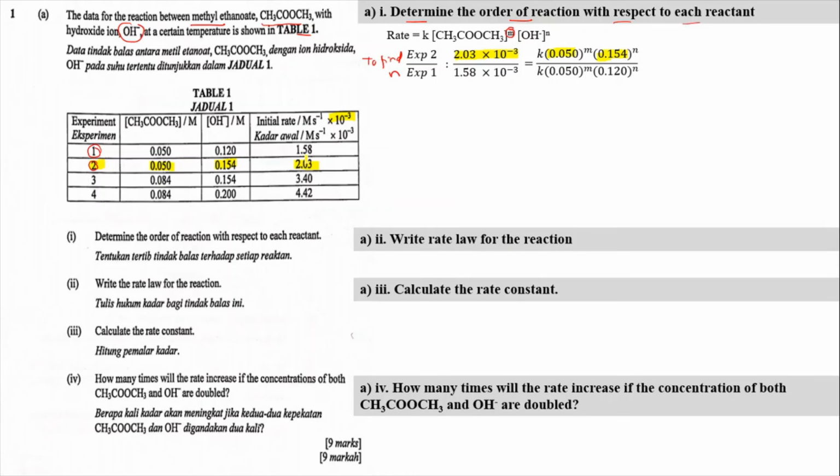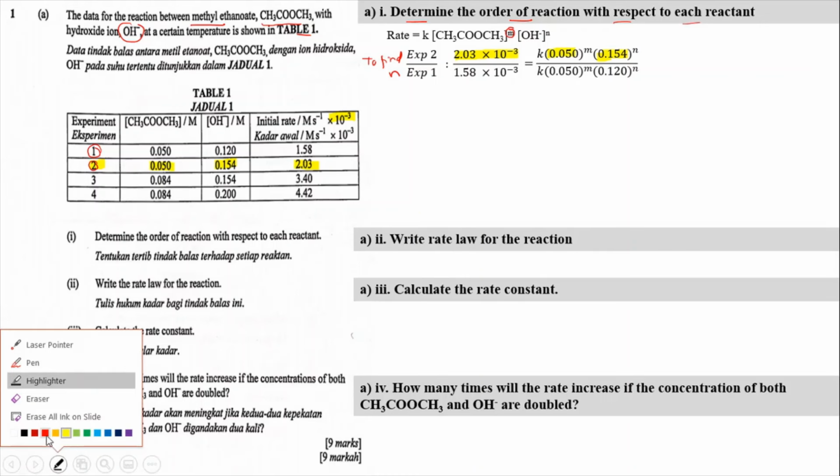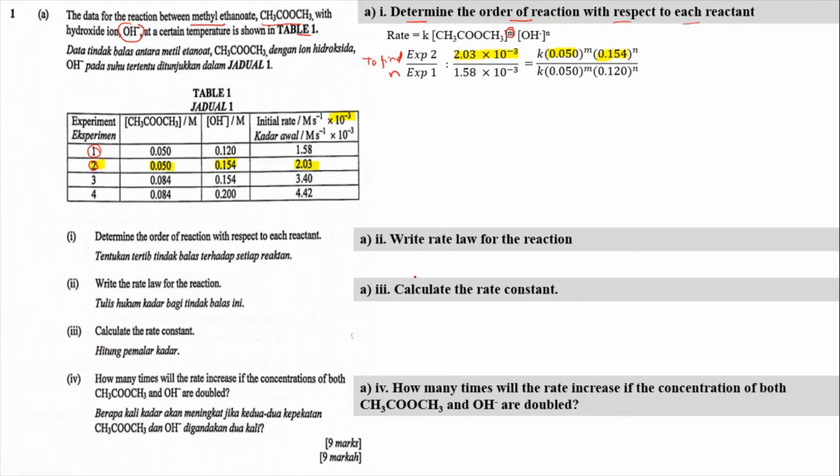For experiment 1, the rate is 1.58, methyl ethanoate is 0.050, and hydroxide is 0.120. After we compare, we need to cut off what is similar. As you can see here, the k and k are the same, so we can cancel them out. 0.050 to the power of m can be cancelled out with the one downwards.